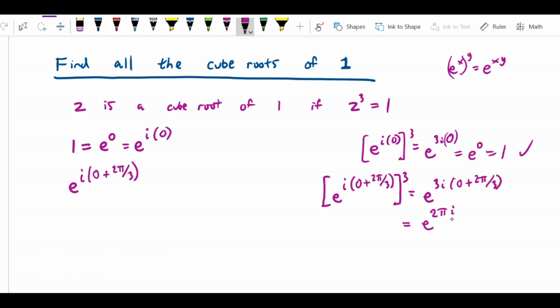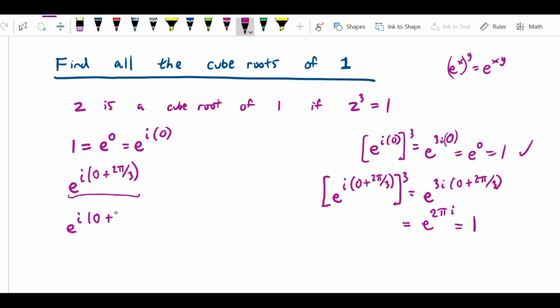Now we know that e to the 2 pi i, from what we saw in the previous example, is just one trip around the circle from e to the 0. So this is just going to be the same as 1. So e to the 2 pi i equals 1, thereby showing that this is in fact a cube root of 1, because if I cube it, I in fact get 1. Now let's see if there's another cube root.